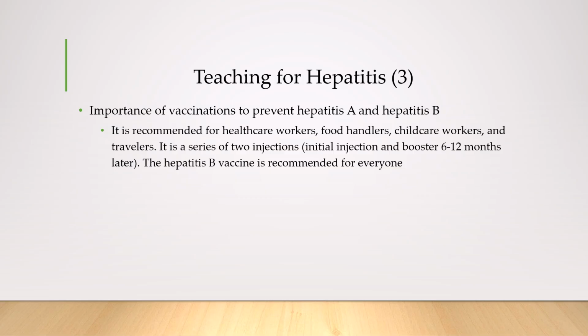The importance of vaccinations to prevent hepatitis A and hepatitis B. It is recommended for healthcare workers, food handlers, childcare workers, and travelers. It is a series of 2 injections. So there will be the initial injection and then a booster 6 to 12 months later. And then the hepatitis B vaccine is recommended for everyone.